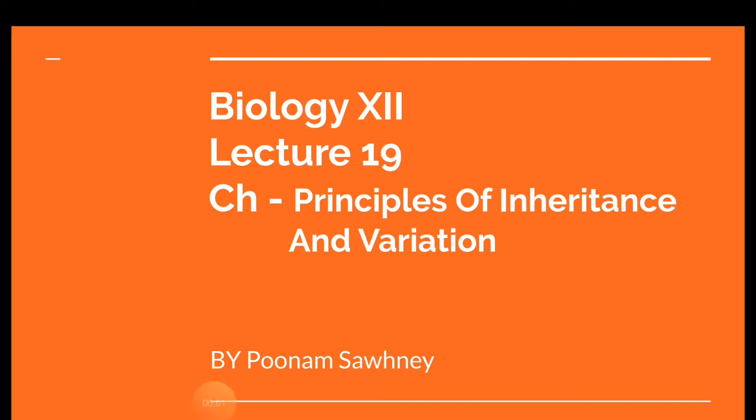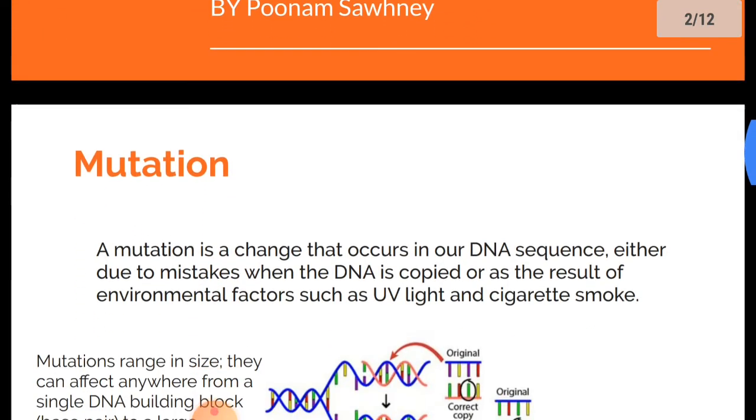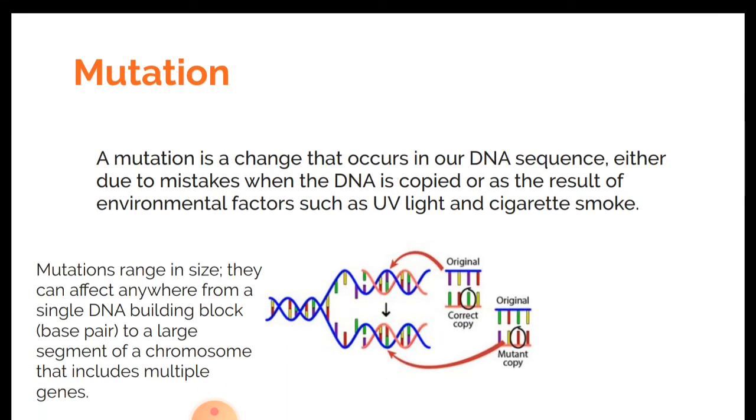Good afternoon, students. So, today we will start with this chapter's next subtopic, that is mutations. So, what is a mutation? You have often heard this term while we discuss genetics. Now, mutation is a change that occurs in our DNA sequence either due to mistakes when the DNA is copied or as a result of environmental factors like UV light and cigarette smoke, etc.